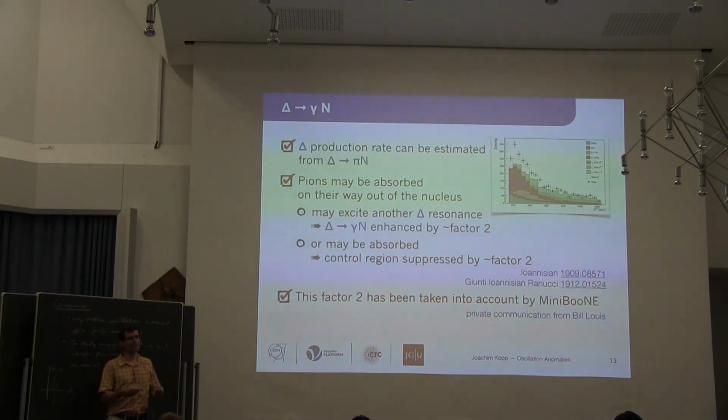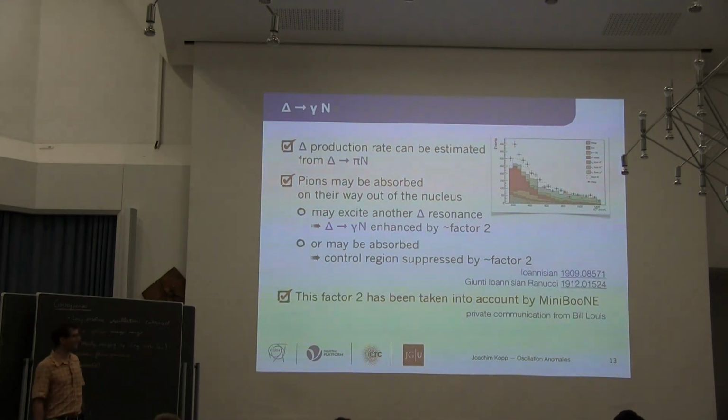So this means that the chance that at least one of them undergoes this rare radiative decay is enhanced. The other possibility is that the pion is simply absorbed. In this case, your control measurement of delta 2 pi n would be suppressed. So in both cases, your data-driven background estimate would be biased. Obviously, the experimentalists are aware of this and are taking this into account in their analysis.